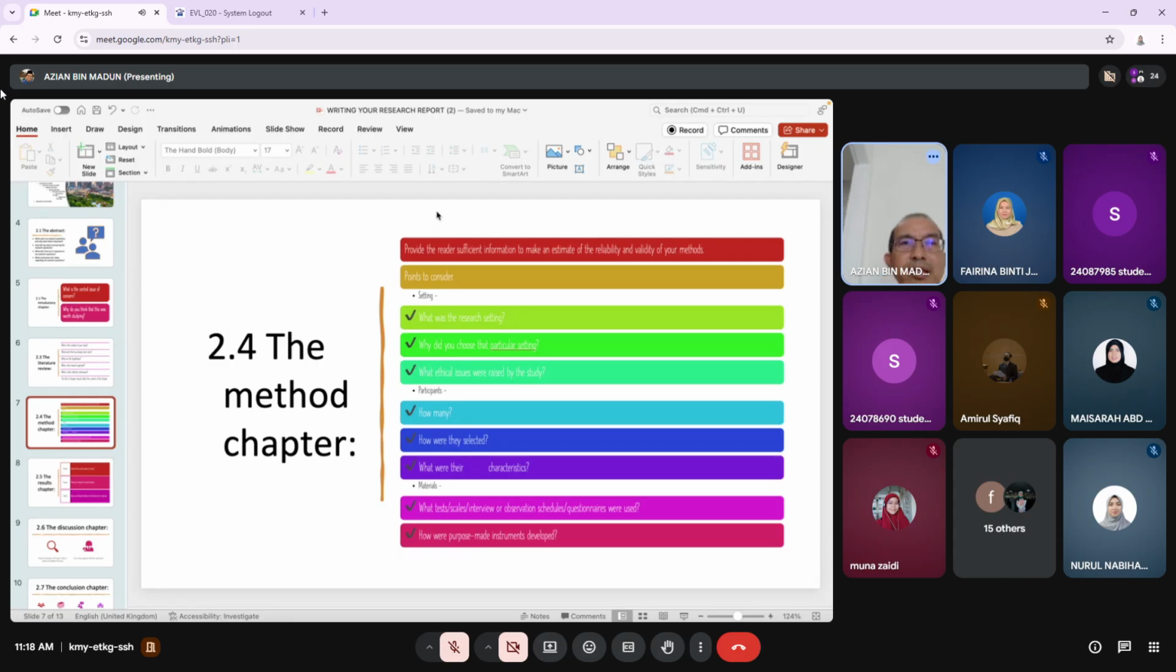For example, you must compare. That means you have to argue with the previous study. What the previous study has done is only from this angle, but I'm looking from that angle, which means my study is different. So that's how you add value to your study. That's the main idea.